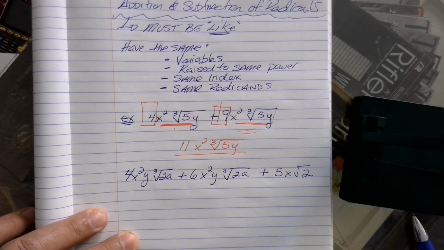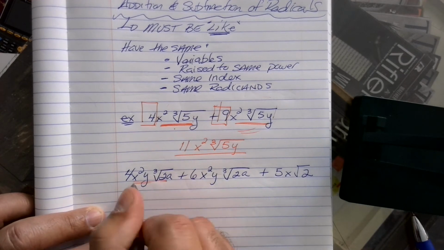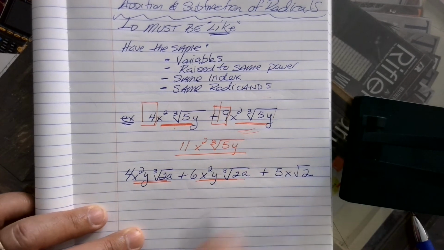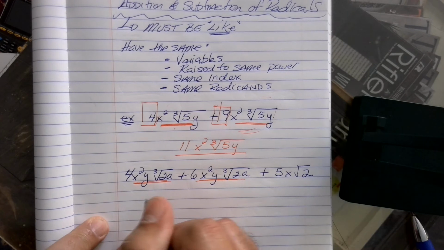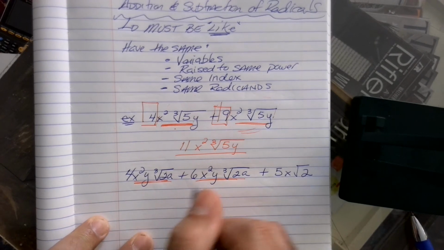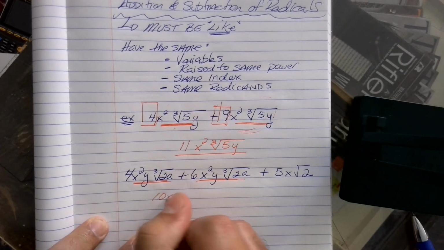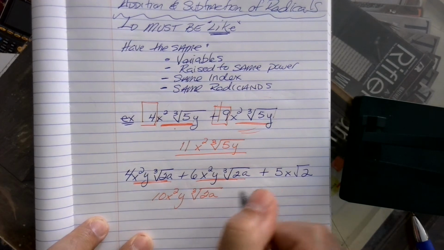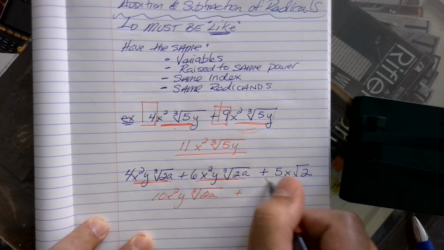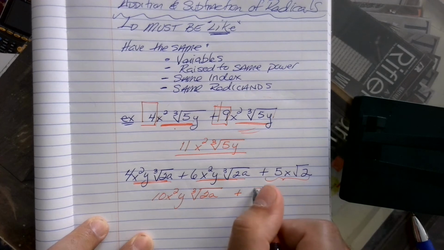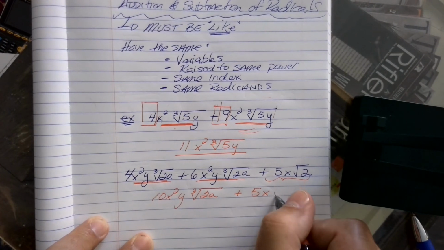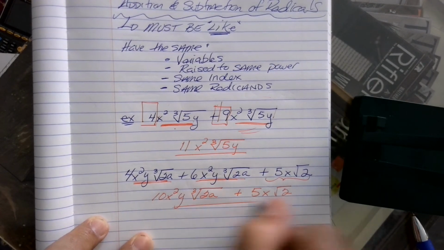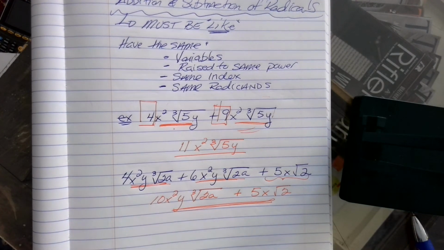and what we see is this term and this term are like terms, so I could add them. I have 4 of them here, 6 of them there, so I have 10 x squared y cube root of 2a plus this guy I can't combine with anything, so I bring him down, 5x rad 2. And that would be my final answer.